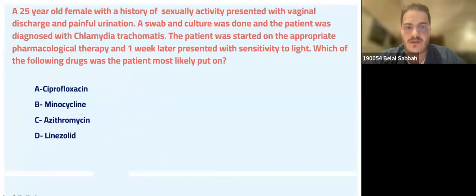Okay. A 25-year-old female with a history of sexual activity presents with vaginal discharge and painful urination. A swab and culture was done, and the patient was diagnosed with chlamydia. The patient was started on appropriate pharmacological therapy, and 1 week later presented with sensitivity to light. Which of the following drugs do you guys think the patient was put on? So photosensitivity, right? That's what sensitivity to light is. What do you guys think is the drug?